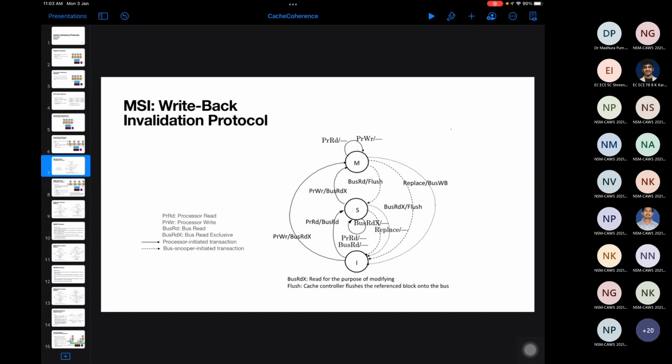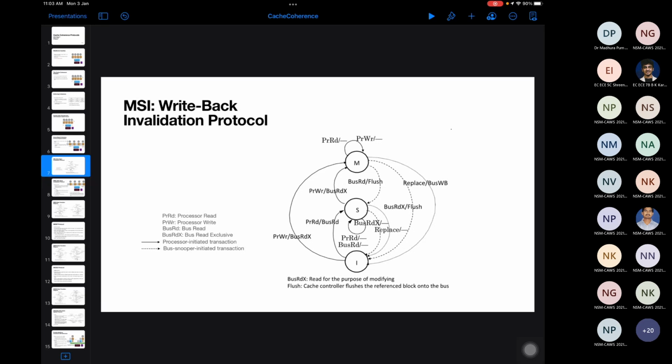Always remember, if there is a write operation, we'll be going to the modified state, whether it is from the shared state or an invalid state. Ultimately, we are going to modified state for a write operation. And if it is a read operation, we'll be just going to shared state. And if it is already in shared state, we'll stay in the same shared state. So the end state for a read operation is shared, and the end state for a write operation is modified.